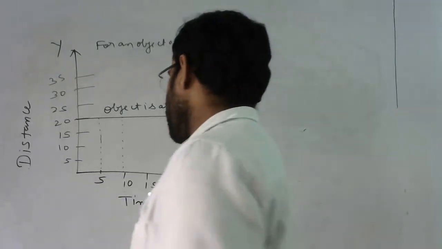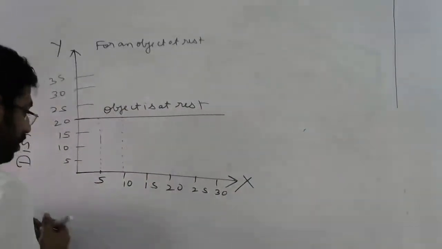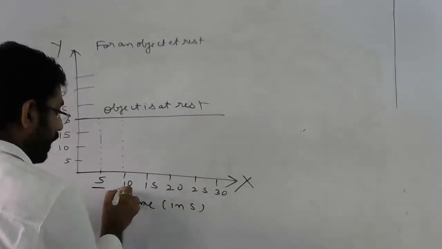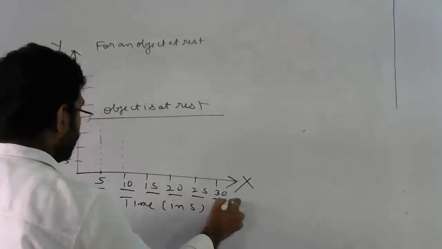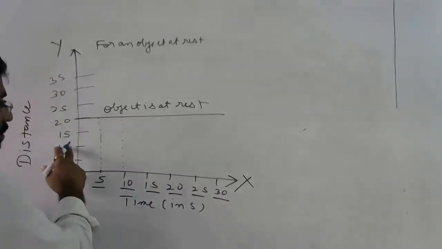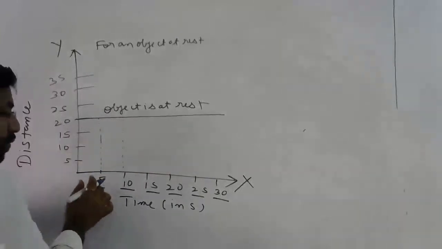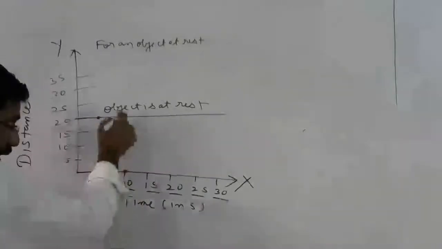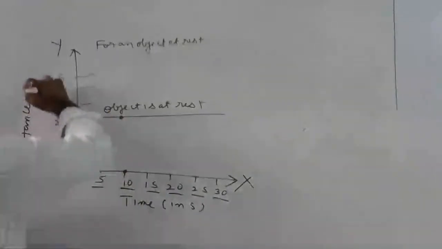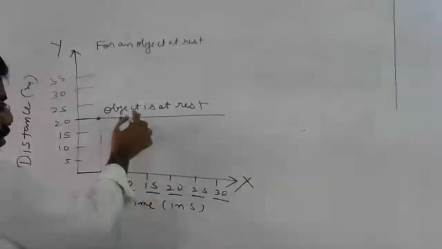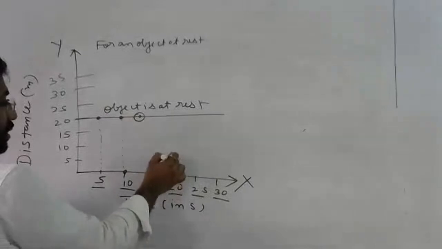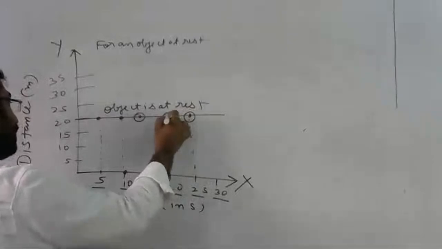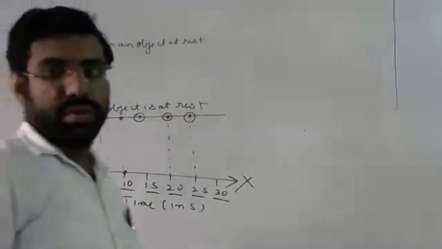Say this is a time axis, time in seconds: 5 seconds, 10, 15, 20, 25, 30. And this is distance: 5 meter, 10 meter, 15 meter. At time equal to 5 seconds, the object has covered 20 meter. At 10 seconds, the object has covered 20 meter. At 15 seconds, time is passing and the object is not moving, which means the object will be at rest.